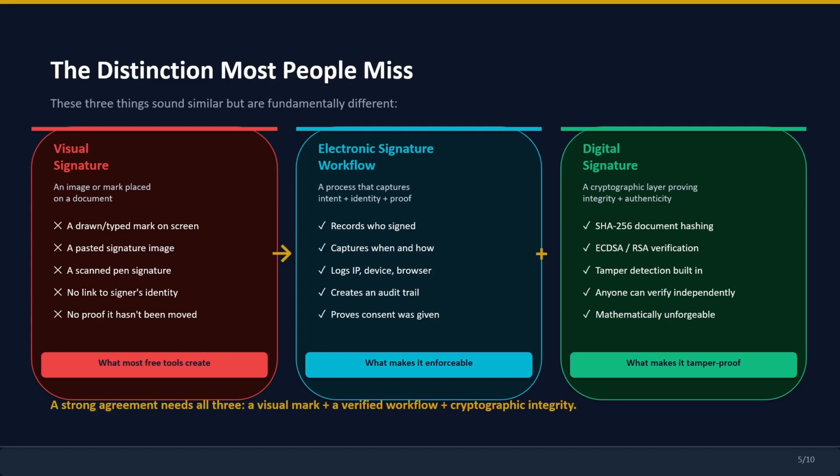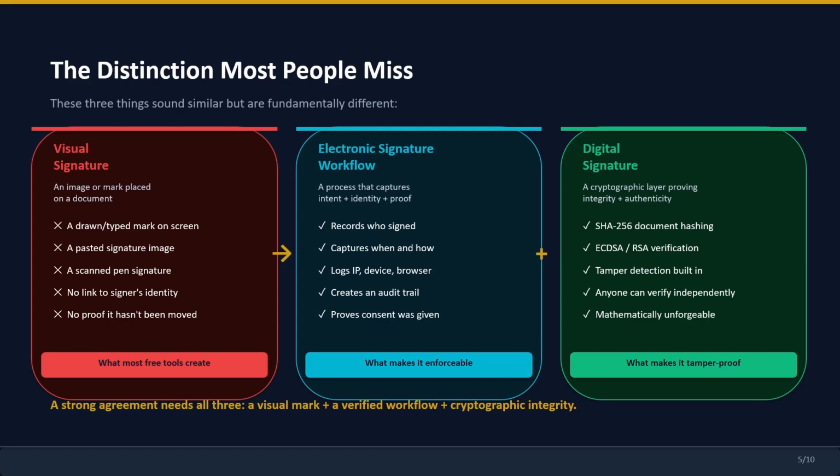This is probably the most important part of this video, because this one distinction explains everything. Most people use the terms signature, e-signature, and digital signature interchangeably. They are not the same thing. Understanding the difference will change how you think about every contract you sign.